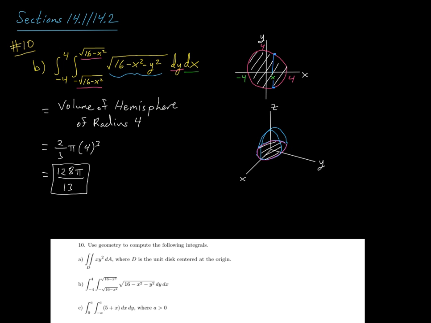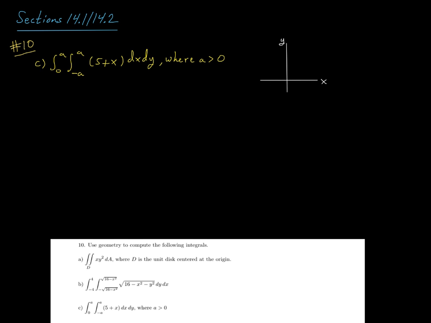Okay, great. And now moving on to the last one. This is C. It says to compute this iterated integral of the function 5 plus x, and we're letting x vary from minus a to a, and y varying from 0 to a, where a is just some positive number. Okay, so again, I'll go ahead and draw our region of integration. And so x is going from minus a to a, and y goes from 0 to a. So we're looking at a rectangle here. It looks like this.